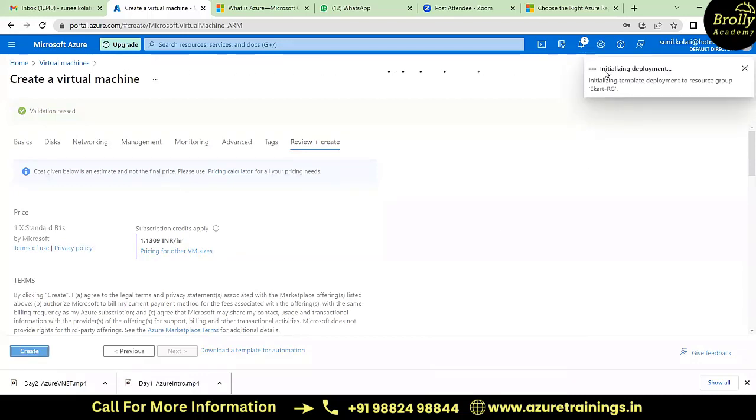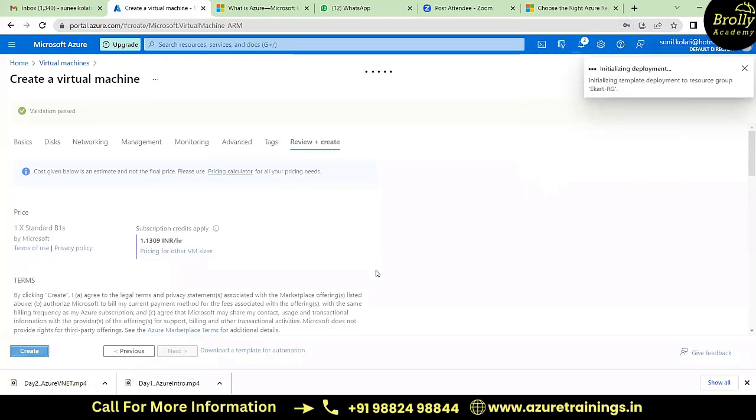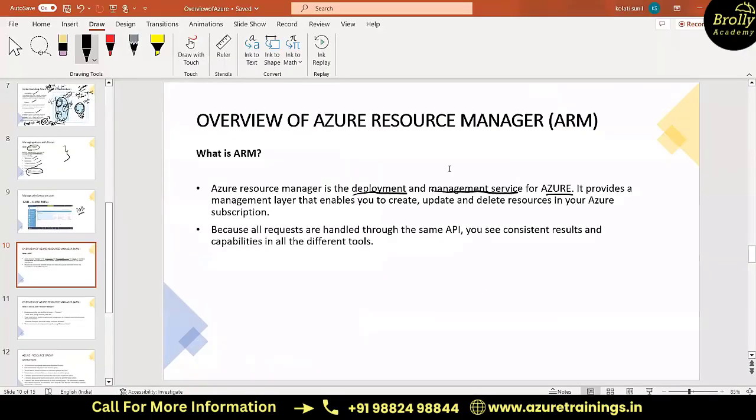See, it is showing initializing deployment. I'm doing the deployment, right? So I'm doing deployment with the help of portal.azure.com. It is nothing but Azure Resource Manager. So this is called Azure Resource Manager, a deployment and management service.